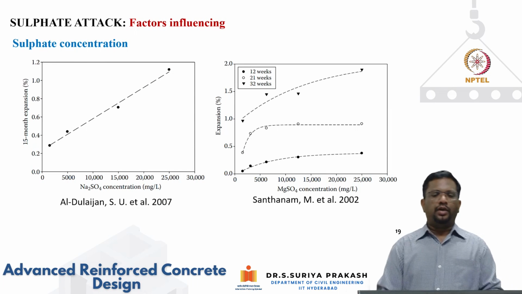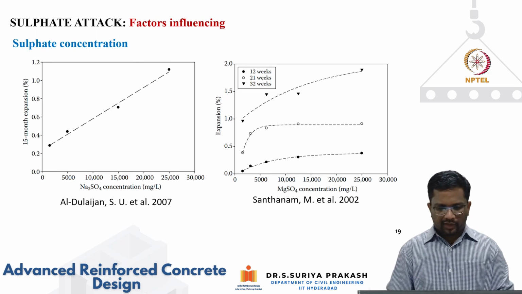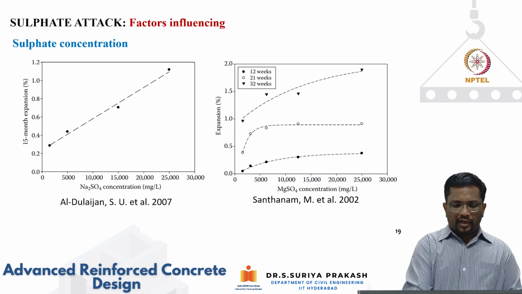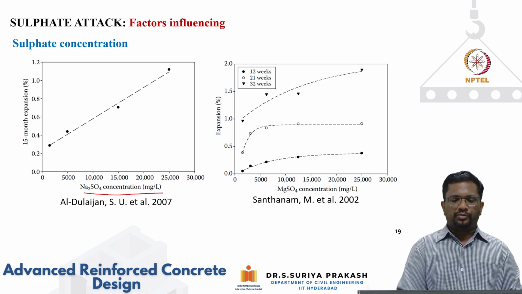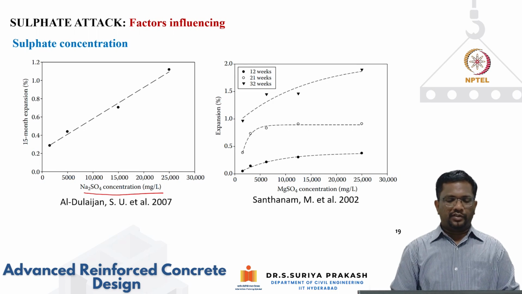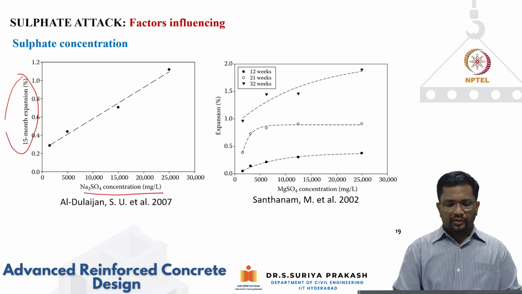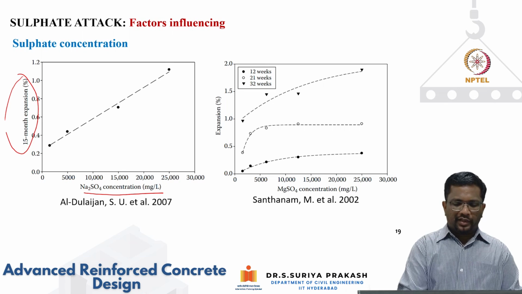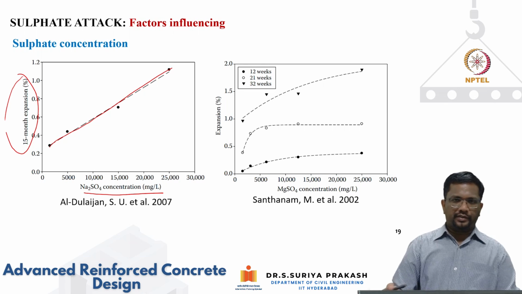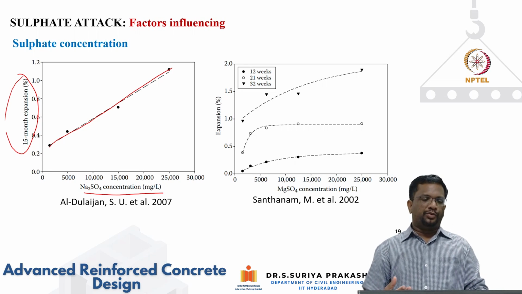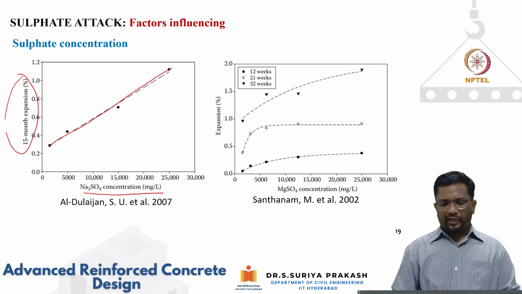So now let's see what are the factors that influence this. These are some of the studies that were done in the past. You can clearly say that the higher the sodium sulfate concentration when it is exposed, this is in the y-axis, what we are plotting is the expansion after 15 months. Okay. So you can see here that with an increase in concentration, the expansion is also linearly increasing. So the higher the exposure to sulfate, the higher will be your expansion.